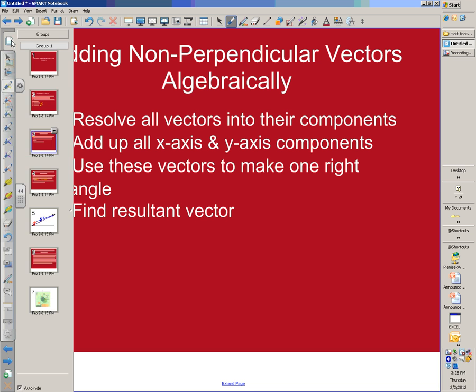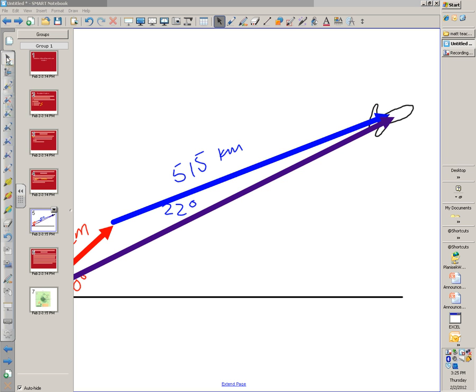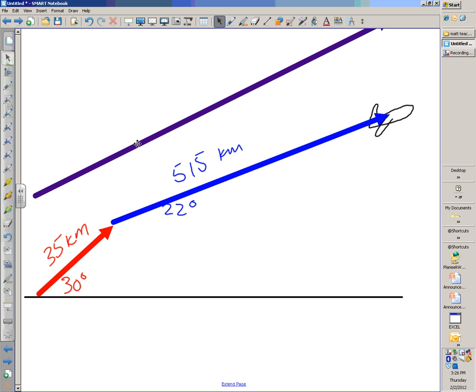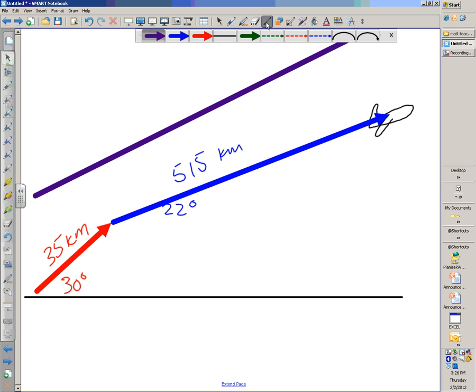So I'm going to go back to my airplane picture. For now, I'm going to take this purple one and move it out of the way, just so we have some space to work with. We'll bring it back in a second. But it says to resolve all of the vectors into their component vectors. Hopefully you remember that this red vector, the 35 kilometers at an angle of 30 degrees above the ground, is actually doing two things at once. That plane, during that initial section, is moving both horizontally and vertically. The combination of those two motions results in it going 35 kilometers at an angle of 30 degrees above the ground. That's the solid red arrow.